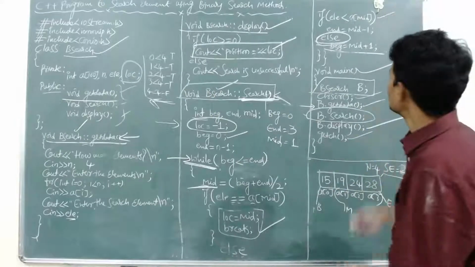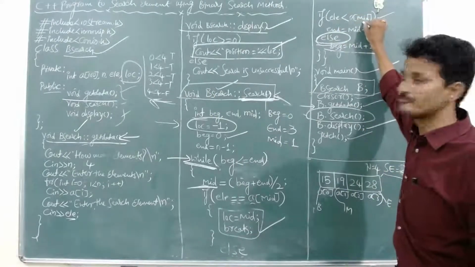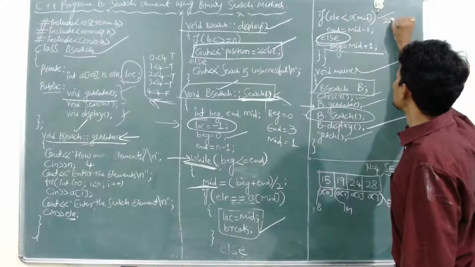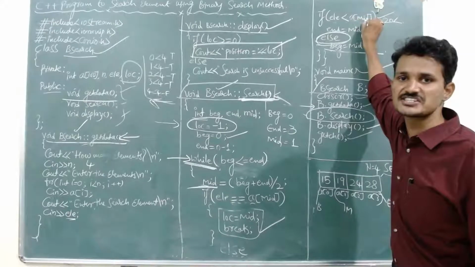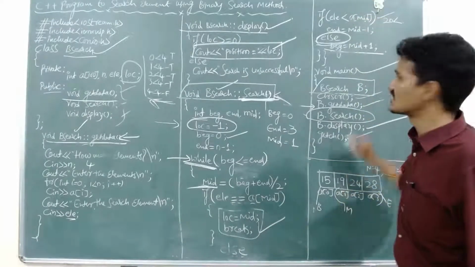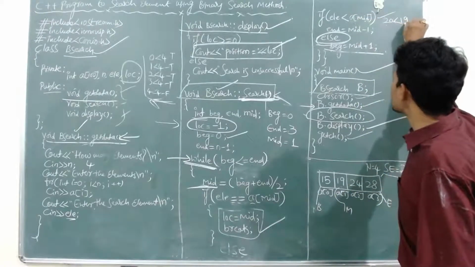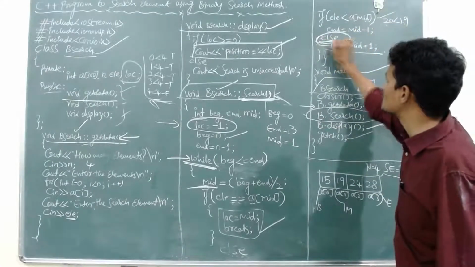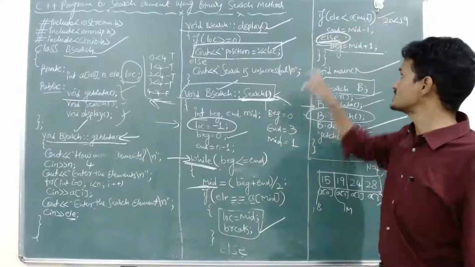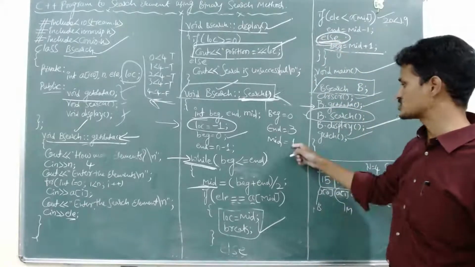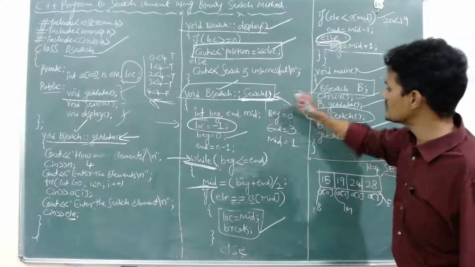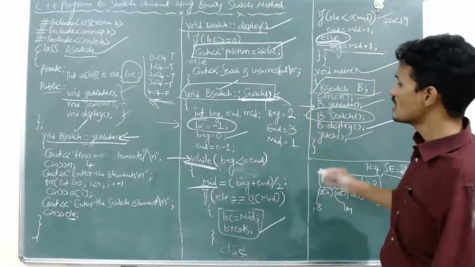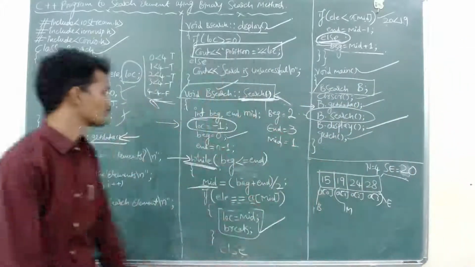Next, if element is less than A of mid. Element means searching element. Searching element is 20. I am going to write here 20 is less than A of mid. A of mid means A of 1. What is the value stored in A of 1? 19. 20 is less than 19. Condition false. Condition false means I am going to execute the else block. That is begin is equal to mid plus 1. Mid is 1. 1 plus 1 is 2. 2 is assigned to begin. Okay. Again it comes here to the while loop.